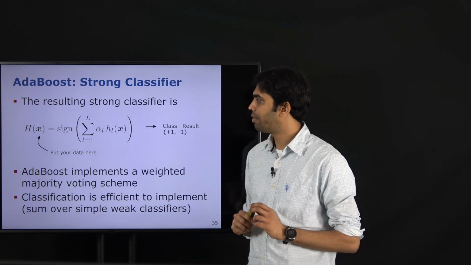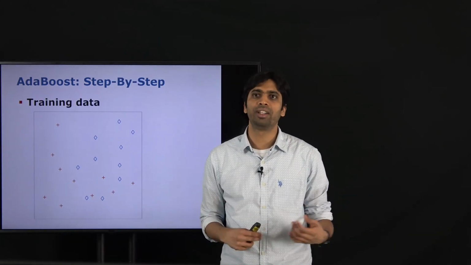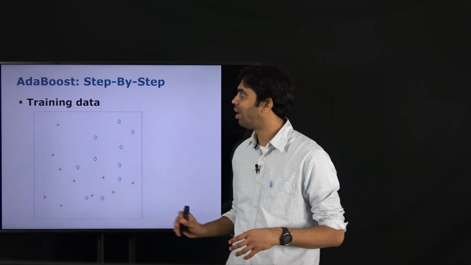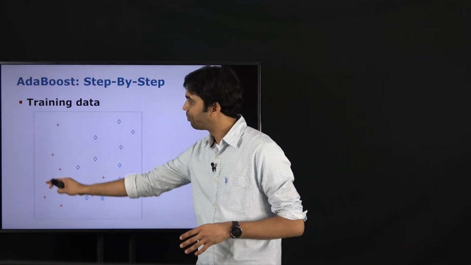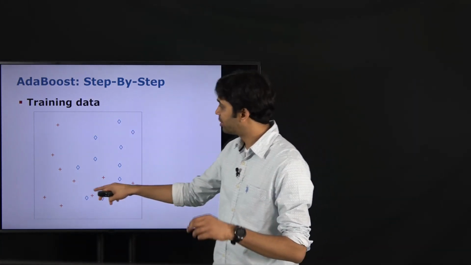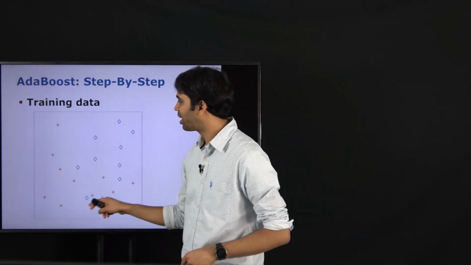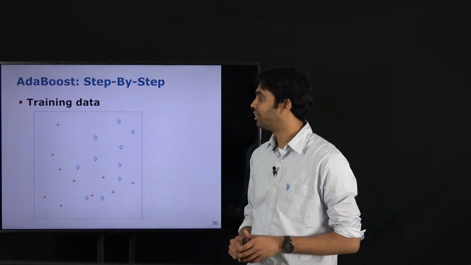Okay, all this is good, but let's actually see how this works for a real example visually. So we won't go through the calculations, but we will see visually how this whole process looks. So let's say this is our space. You have pluses and you have diamonds. If you like cats and dogs, pluses are cats and diamonds are dogs. And now you want to classify this space.